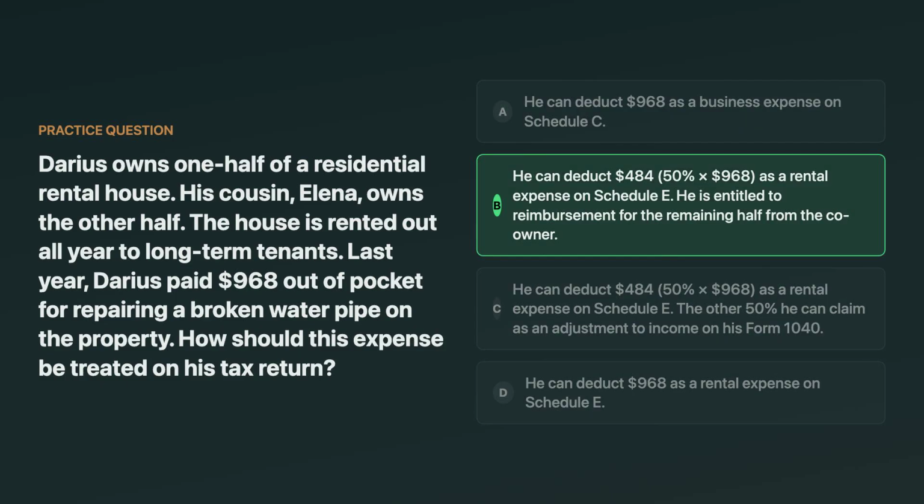The correct answer is that Darius deducts $484 on Schedule E, his 50% share. Co-owners generally deduct expenses based on ownership percentage. If he paid more than his share, the extra isn't his rental deduction. He's essentially entitled to reimbursement from the co-owner. The tempting wrong choice is deducting the full $968 on Schedule E, but that ignores the 50-50 ownership split.